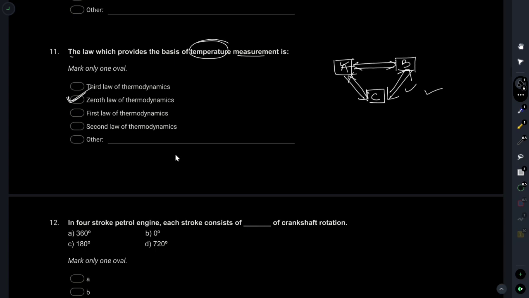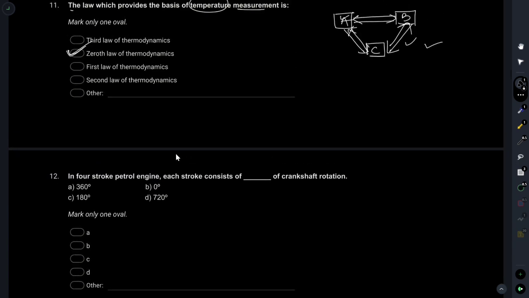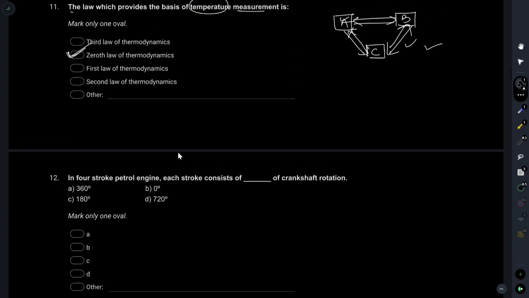Okay, moving further. In this question, which is from the IC engine, let us read it. In a 4-stroke petrol engine, each stroke consists of dash degree of crankshaft rotation. Let us revise something with this. It is talking about the petrol engine, which actually doesn't matter here, and it is talking about the 4-stroke petrol engine.